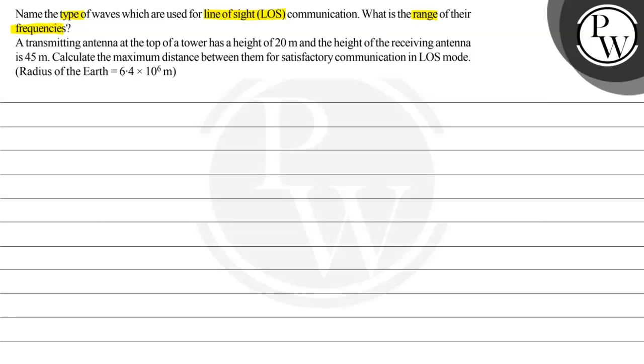In my second question, it is said there is a transmitting antenna at the top of a tower which is at a height of 20 meter. ठीक है. And the height of the receiving antenna is 45 meter, and it is asked calculate the maximum distance between the two of them so that LOS mode of communication can happen. This is the maximum distance between them for satisfactory communication in LOS mode, and the radius of Earth is mentioned here.